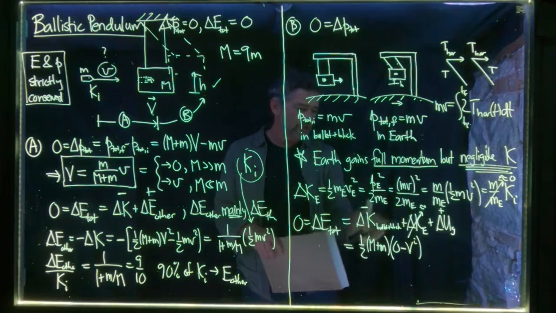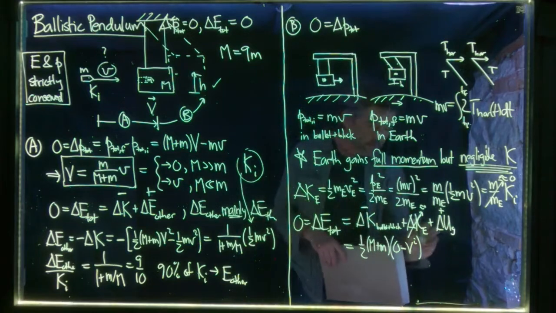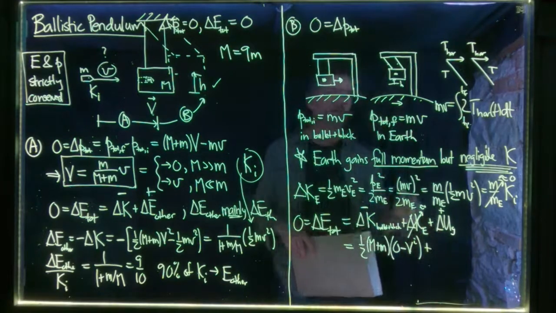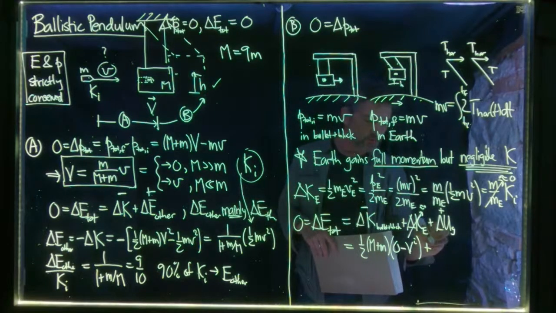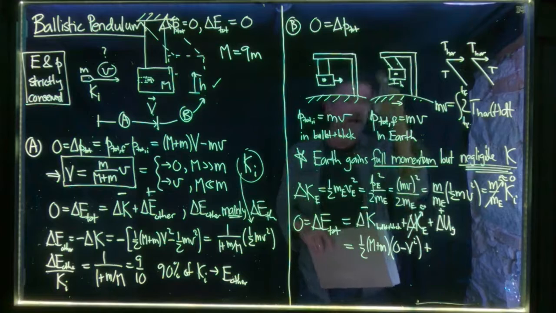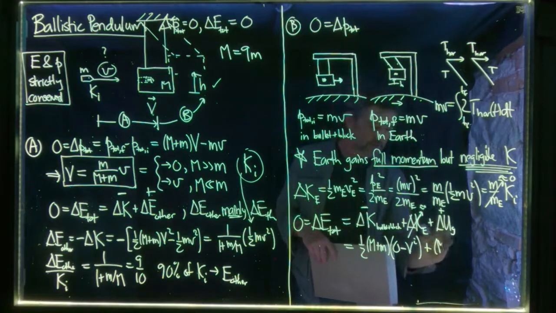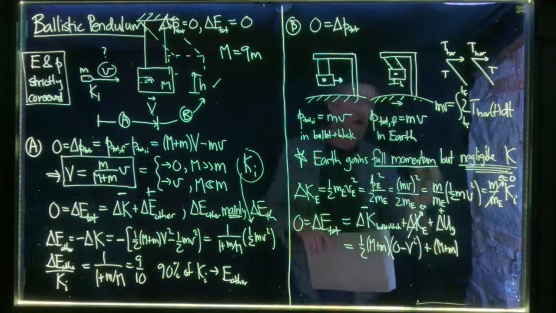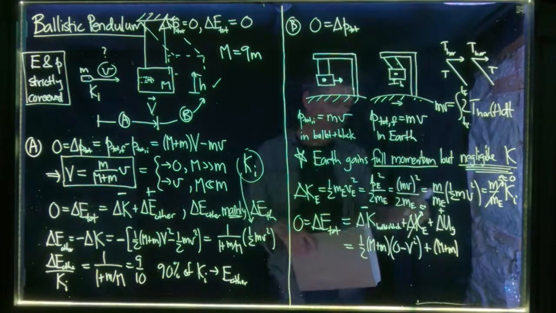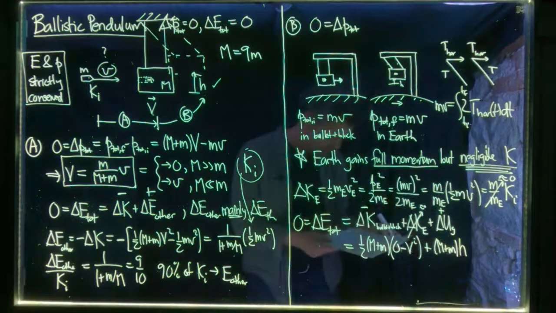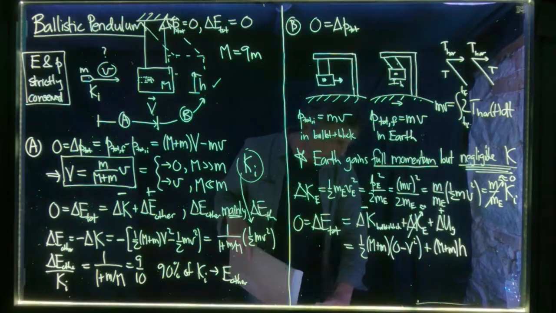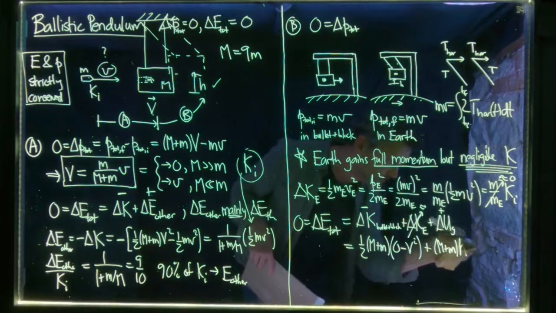That's the change in the kinetic energy of the bullet plus block system, plus the change in the gravitational field energy. And the change in the gravitational field energy is the mass of the object in question, which is big M plus little m, times g times the vertical height through which it has been raised, in this case a positive change. So it's (M plus m) g h.